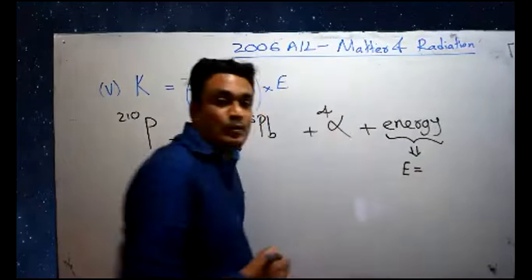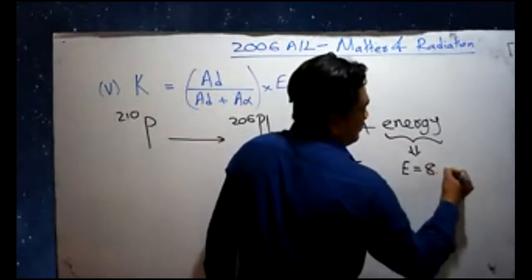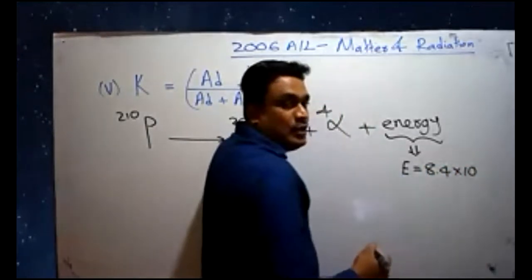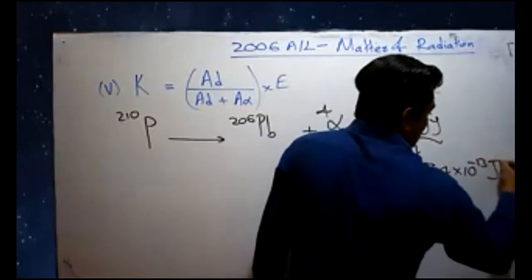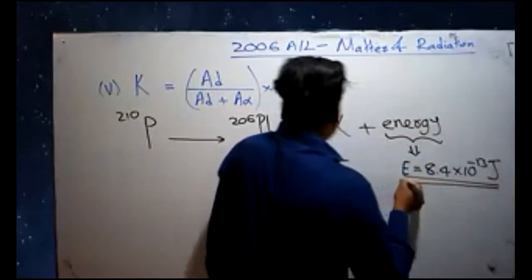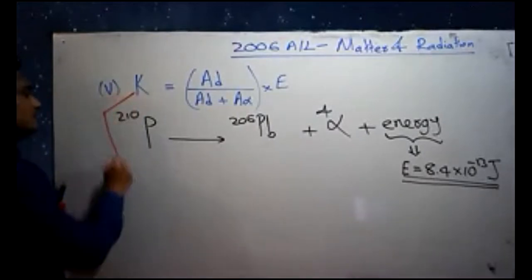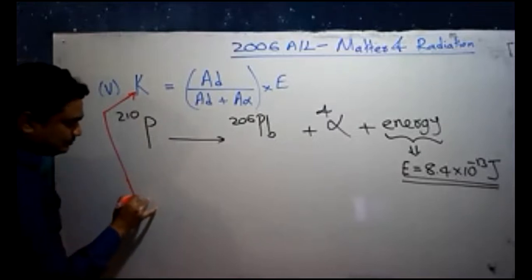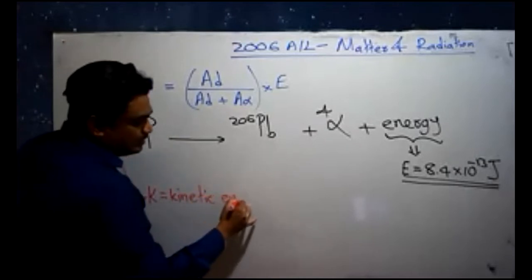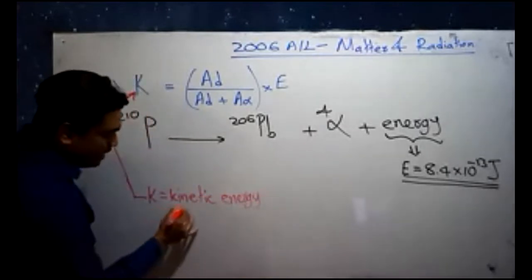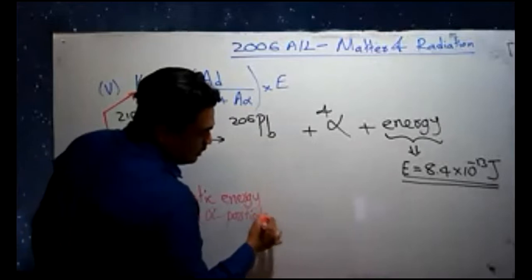Last week we found this here. Please tell me, dear. 8.4006 times 10 to the power minus 13 joules. So this much energy is created due to this reaction. Here, this K, listen dear, is the kinetic energy of the alpha particle. Got it? Right.